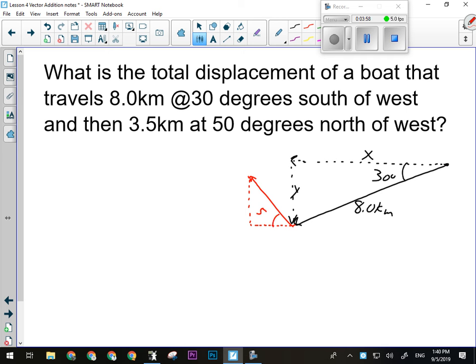This is 50 degrees. This is 3.5 kilometers. And this would be my north, or y component. And this would be my west, or x component. Okay, so I always put arrows on those just so I remember which way they're going.